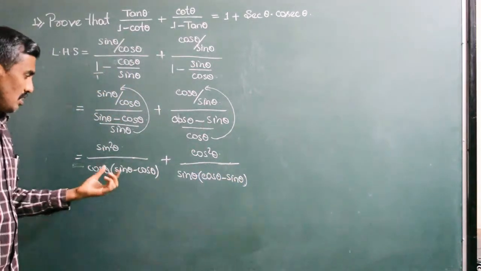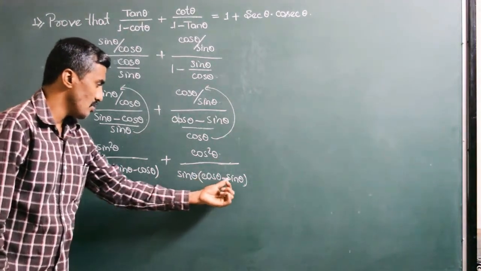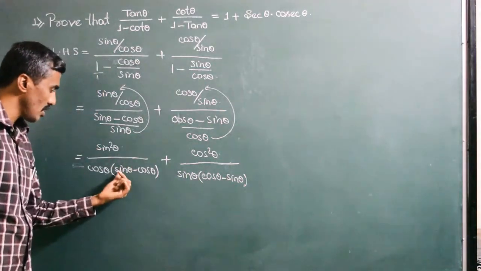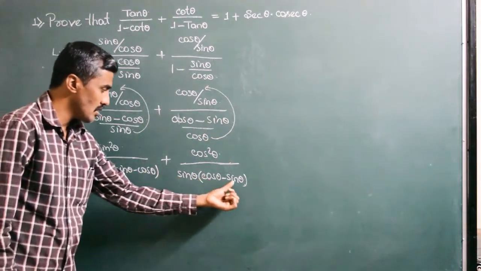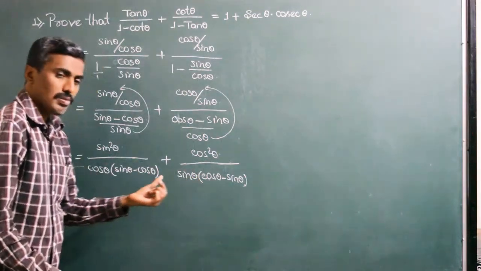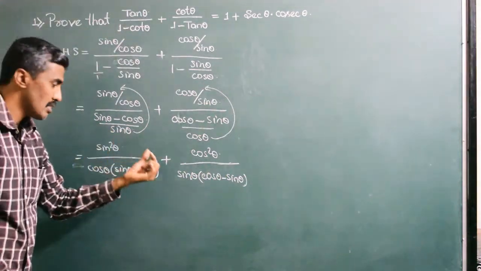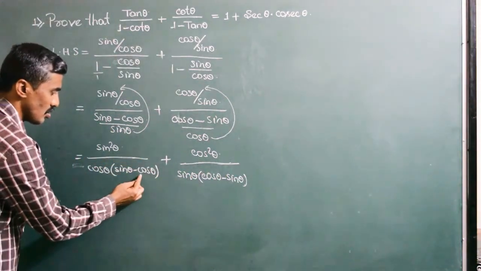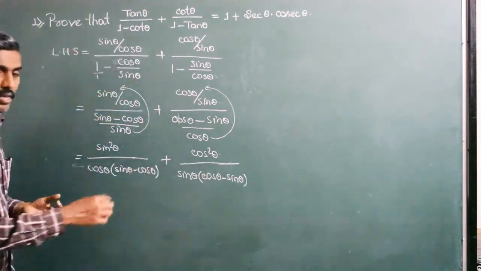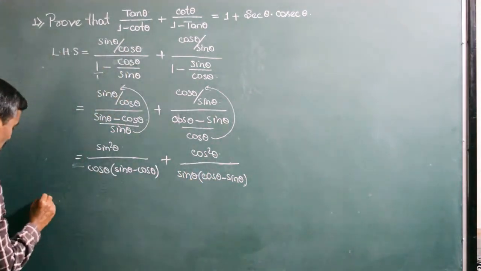Here observe the denominator part, cos theta into sin theta minus cos theta. Here sin theta into cos theta minus sin theta. The term within the bracket is sin theta minus cos theta in one, and cos theta minus sin theta in the other. But here sin is positive, cos is negative. But here sin is negative, cos is positive. So next step, very important. We have to get the term within the bracket the same, with the same sign. So here sin theta minus cos theta, so we have to get sin theta minus cos theta only. Then cos we should convert into negative sign, and sin we should convert into positive sign. So this is a very important step.